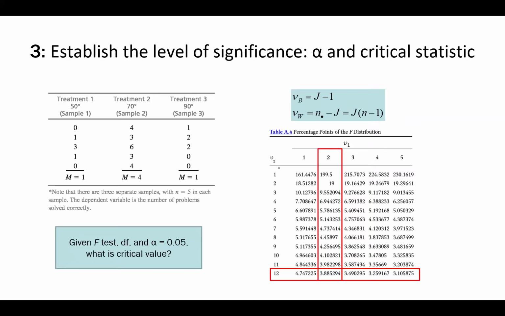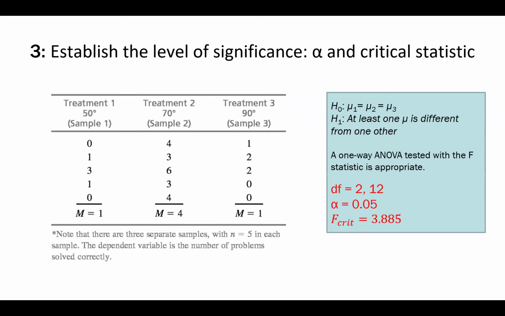So the intersection of 2 and 12 is 3.885. And you would write that F(2,12) equals 3.885. So you see there all the information for step 3, steps 1 through 3.